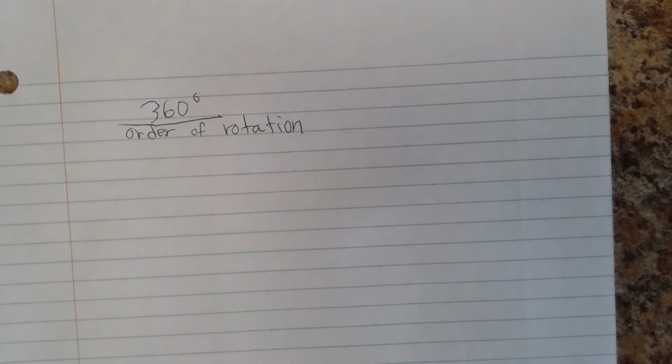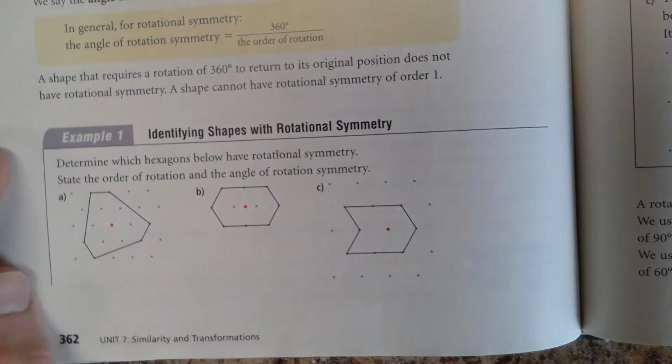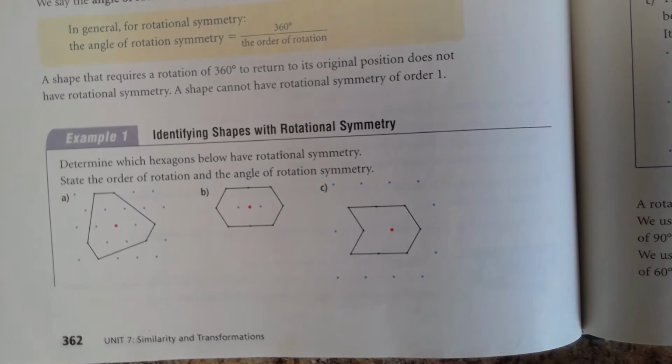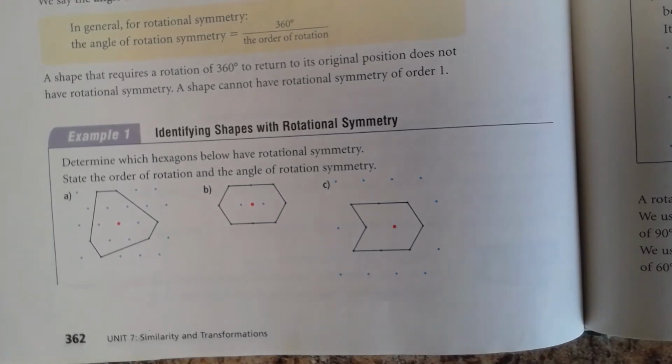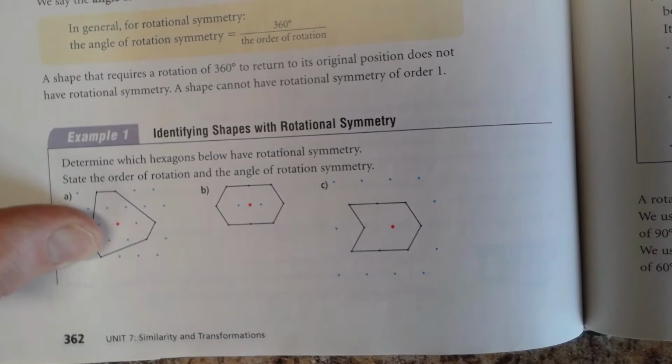But you really just have to be aware of the number of degrees your shape has. I mean, if you're doing a pentagon, that could be different. Okay. Anyways, let's have a look here. Beginning on page 362, we're going to look at which of these shapes have rotational symmetry. Determine which hexagons below have rotational symmetry. State the order of rotation and the angle of rotational symmetry. So I'm not going to do any sketches of these shapes. We're just going to look at them.